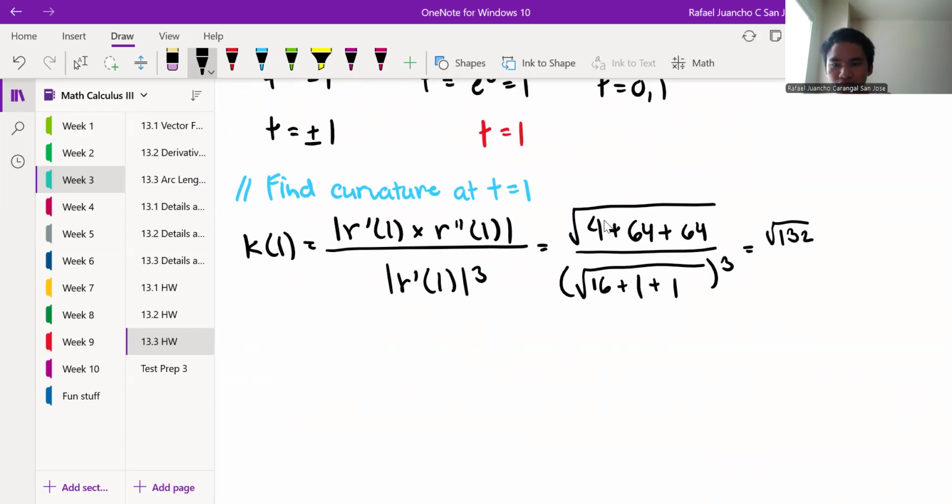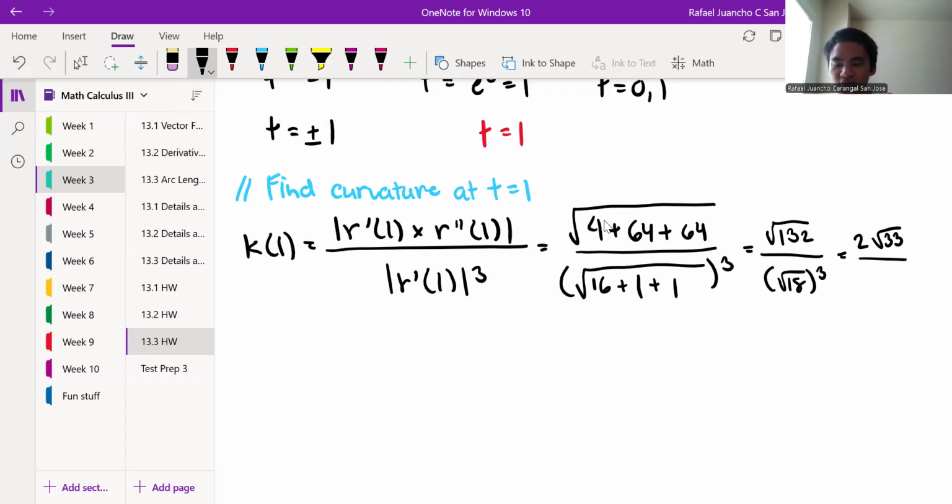And then this is 16 plus 1 plus 1, that's 18. So I have square root of 18 cubed. Now, can I simplify? Because if I can simplify, that would be nice. So I get, okay, I actually get, can I do 132 divided by something? Okay, so I got 2 square root 33. So I can do that.